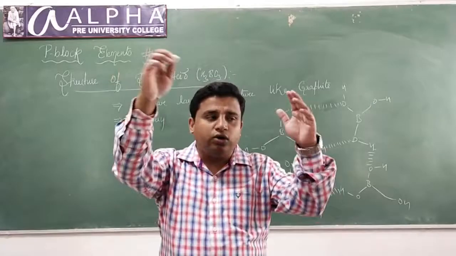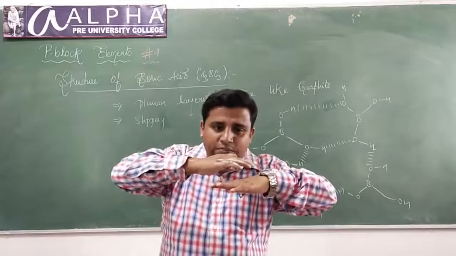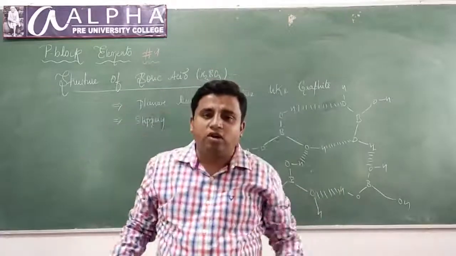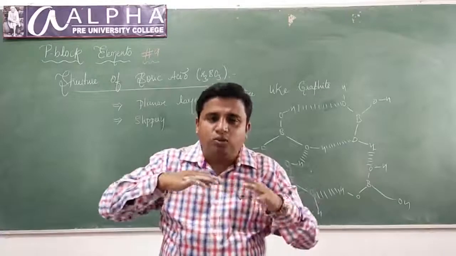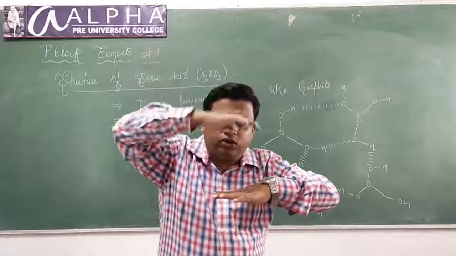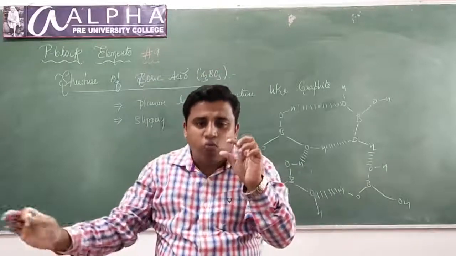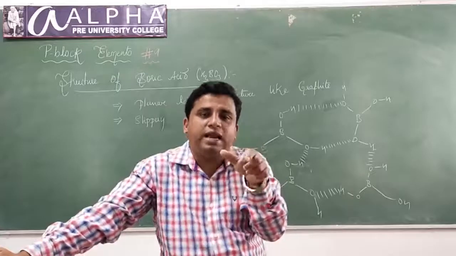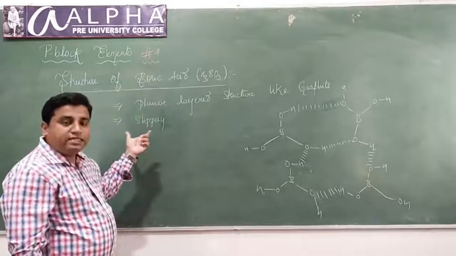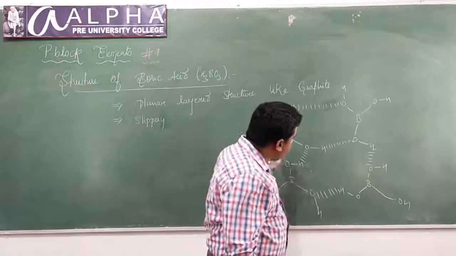All the boric acid molecules will lie in one plane. There will be one more plane of boric acid, and one more, so all the boric acid molecules will be arranged in planar, different layers. Since they are in planar layers, one layer can be rubbed over another layer. That is why it is called what? Slippery. Boric acid is slippery since it has a planar layer structure. I hope you are able to understand.